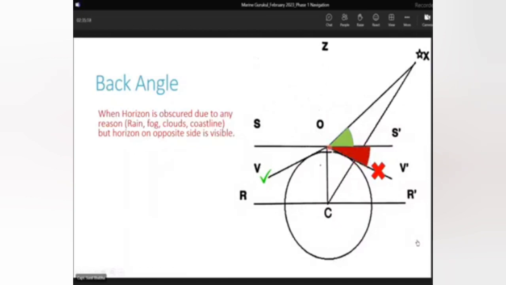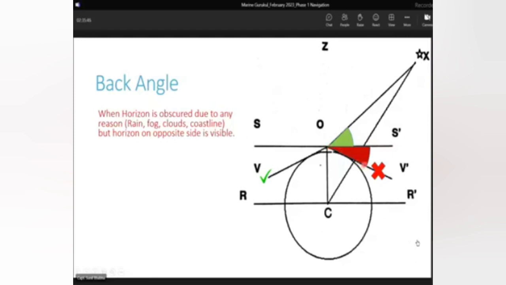This is the angle between the sensible horizon, represented by SS dash, and the visible horizon, represented by OV dash. This is known as the dip angle. The full name of the dip is dip of the sea horizon. Basically, it tells us how much the visible horizon is dipping below the sensible horizon. That's why we call it dip.